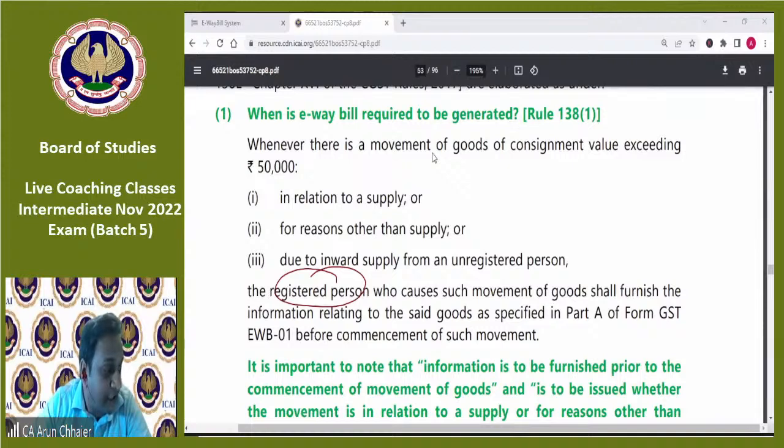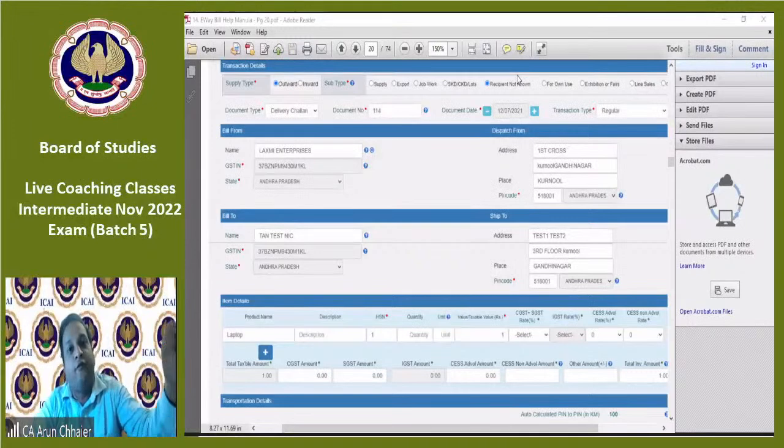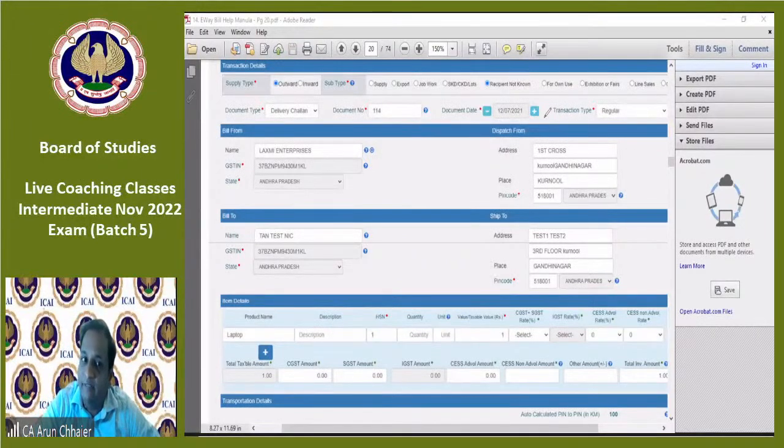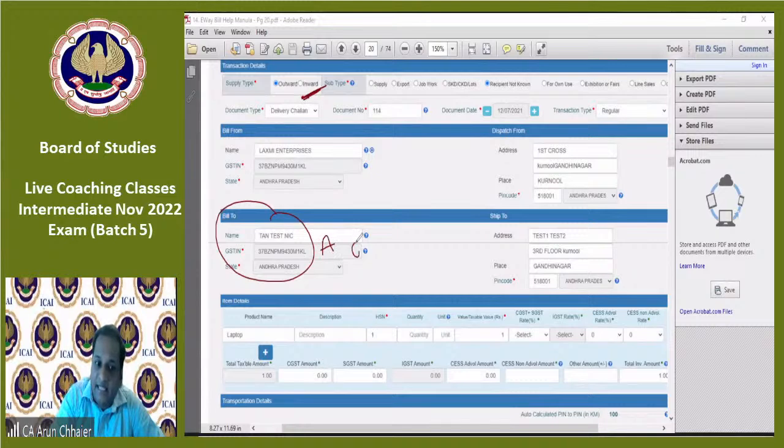Suppose I am taking Rekha's question once again, that suppose Mr. A is purchasing the goods from a party who is not registered. How will he generate the e-way bill? He will select inward. And once he selects inward, automatically the GST number and address will come. Suppose Mr. A is a customer purchasing the goods from an unregistered party. He does not have the GST number. According to rule 138.1, it is the responsibility of Mr. A, the recipient, the registered party, to generate the e-way bill.